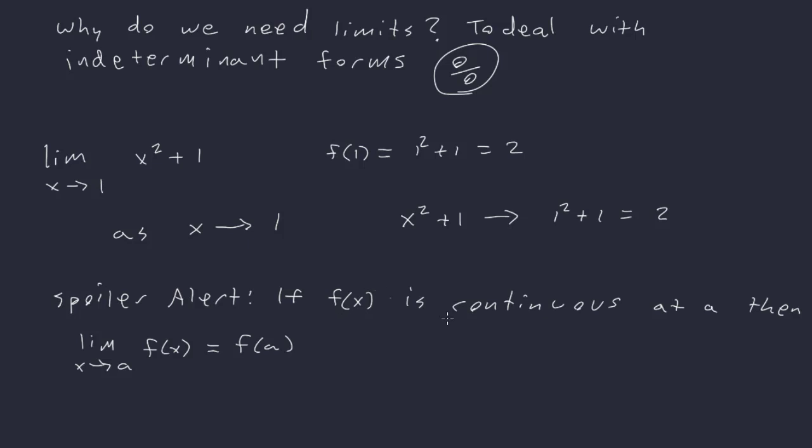So this is a bit of a spoiler alert. If f of x is continuous at a, or I guess I should say x equals a, then the limit as x goes to a of f of x is just f of a. It's not really all that interesting.